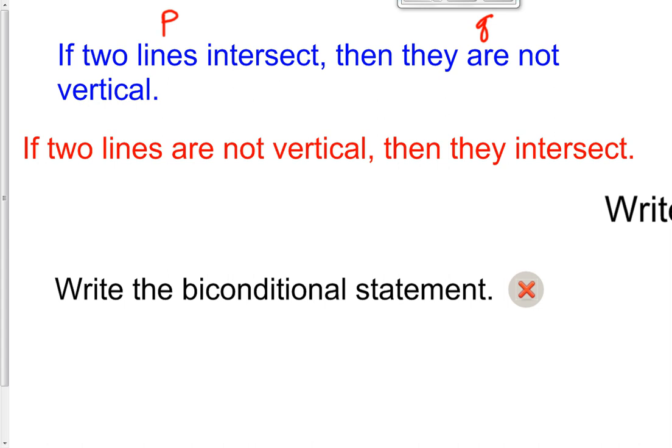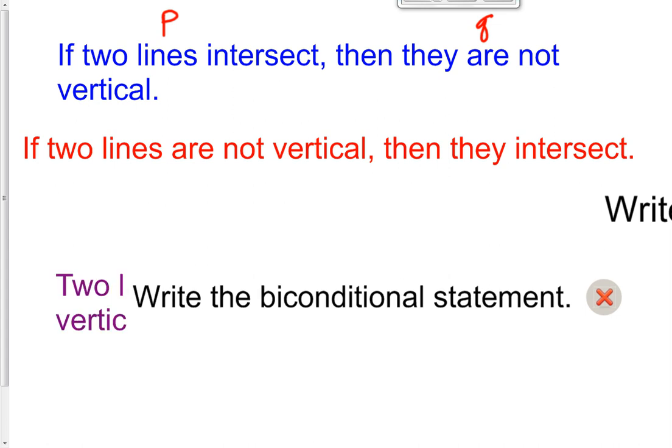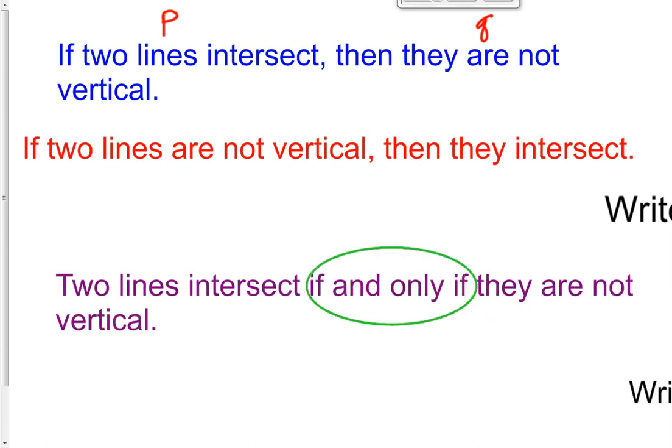So then the biconditional is going to be two lines intersect if and only if they are not vertical. So we combine the conditional statement and the converse using the words if and only if. Let's see if this biconditional is true or false. Let's find the truth value of it.